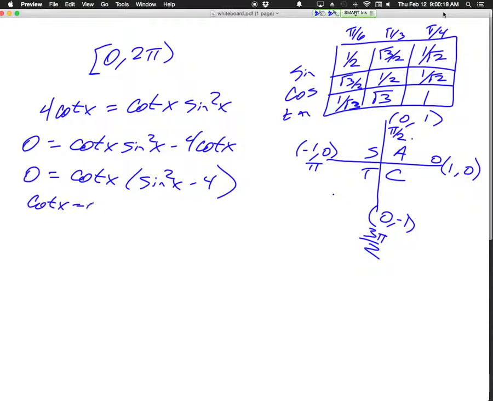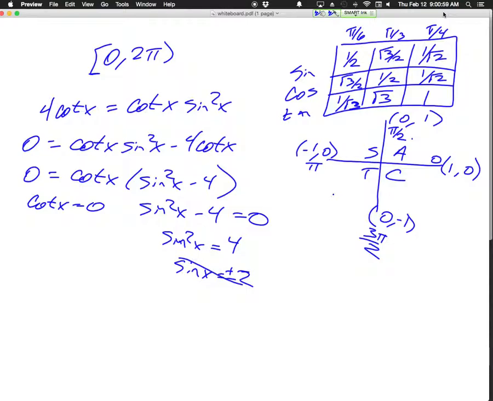So cotangent of x equals 0, and sine squared x minus 4 equals 0. Add 4, and I get sine of x equals plus or minus 2. Talk to me about that. It's not a special angle or a quadrantal, and it's not even possible. Why is it not possible?